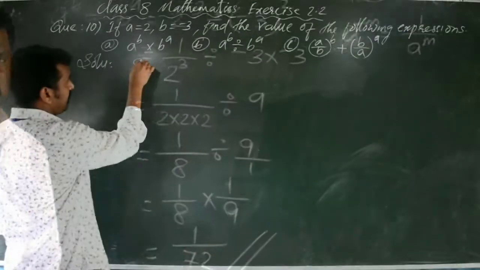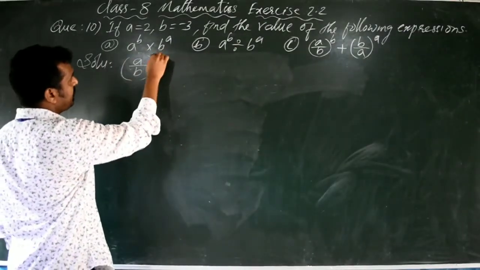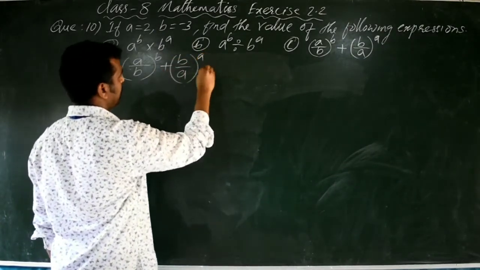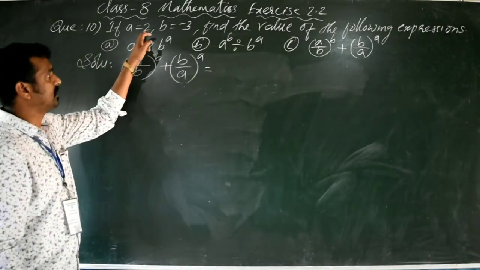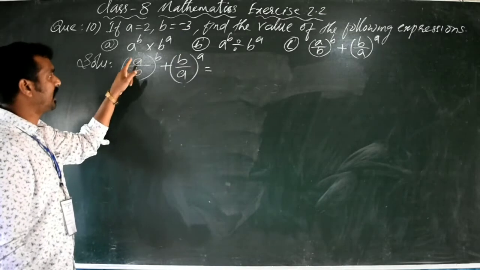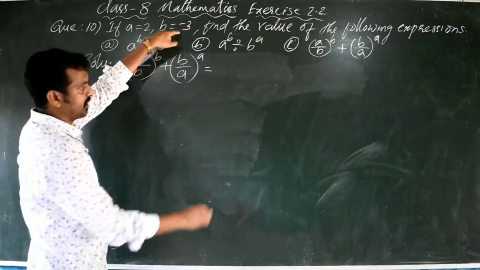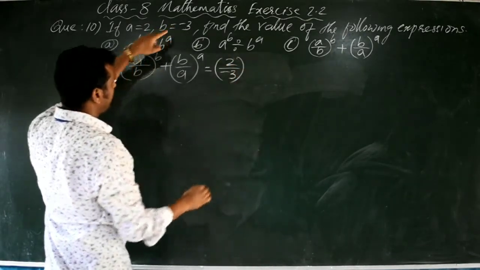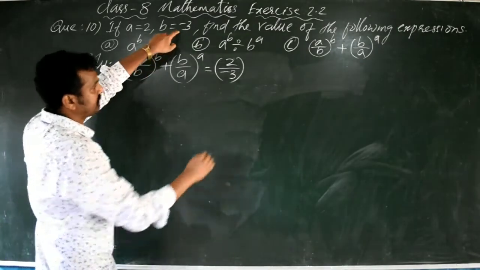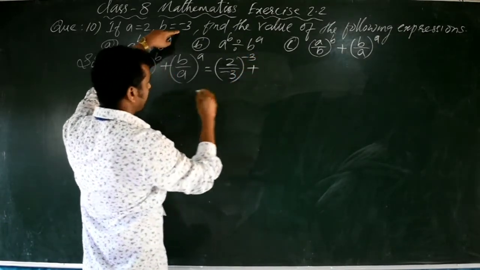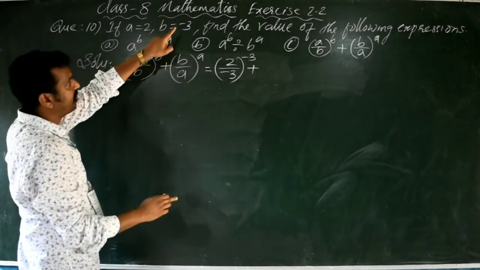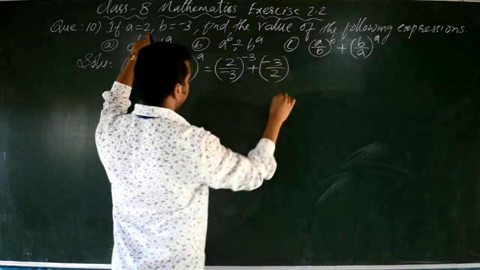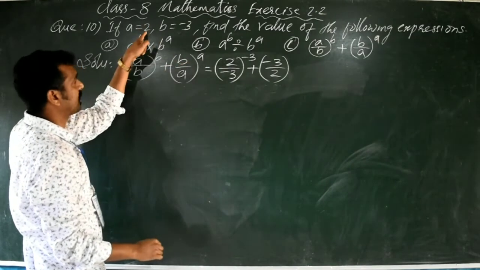Now question number C. a by b raised to b plus b by a raised to a is equal to, first substitute the values. a is equal to 2 and b is equal to minus 3. So a by b, what will come? 2 divided by minus 3, that is 2 by minus 3 raised to a by b raised to b, b is equal to minus 3, plus. After that, the sign here is plus, b by a, b divided by a, minus 3 by 2, minus 3 by 2 raised to b by a raised to a, a is equal to 2.